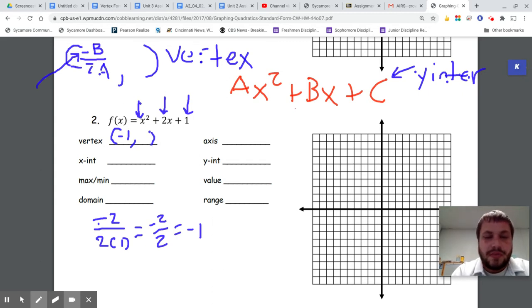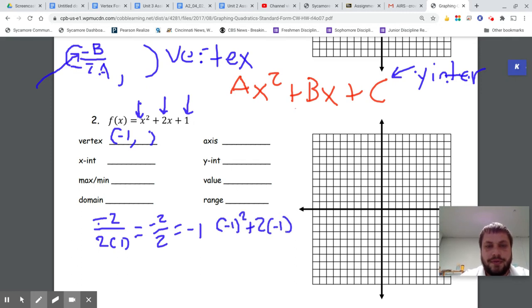Okay, now to find that something, you could right now type this into your graphing calculator and just look at the y value in the table when x is negative 1. We'll do that in a second. I can, however, just solve it by plugging negative 1 in for x. So I'd have negative 1 squared plus 2 times negative 1 plus 1. That would be 1 minus 2 plus 1, which is 0. So my vertex is at negative 1 comma 0.